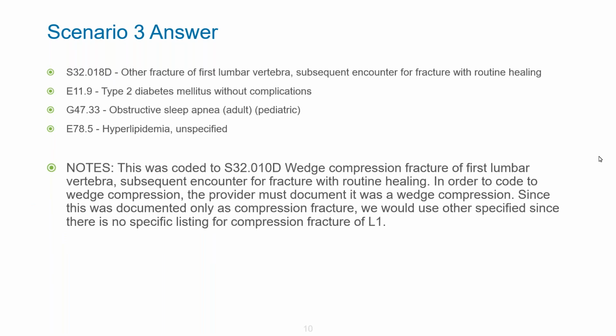L1. And I have burst. I have a burst stable, a burst unstable. I have a specified type, not elsewhere classified. And then I have a wedge compression. And now what was the question? Why did we not call it... Why is it no longer coded as a collapsed vertebra or compression fracture not otherwise specified?